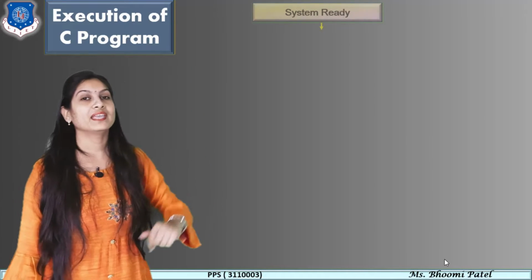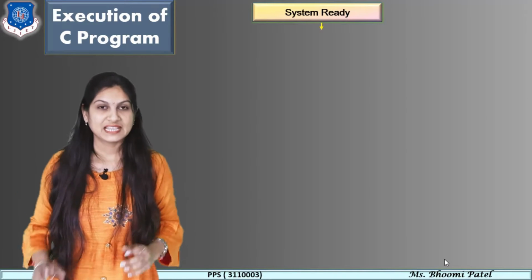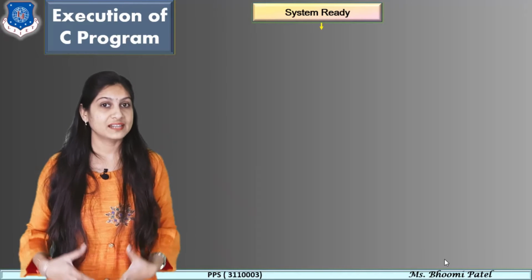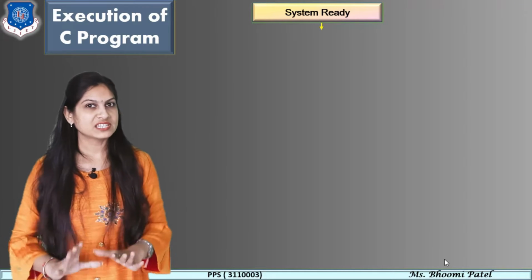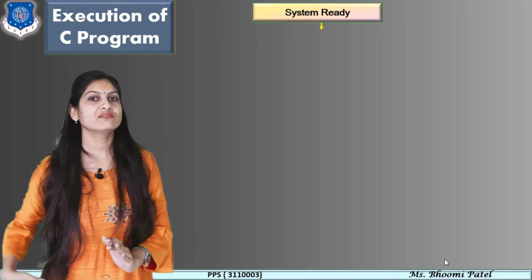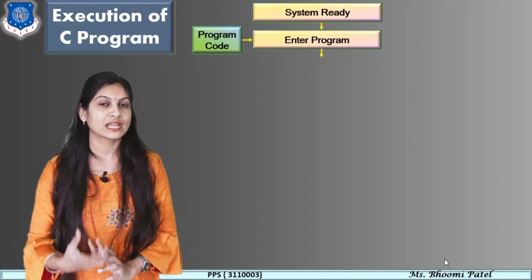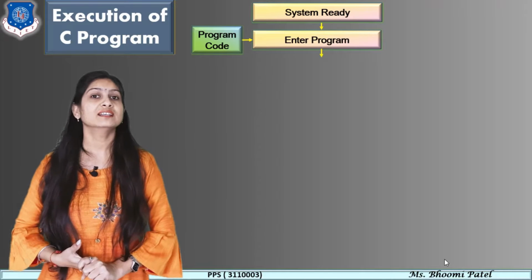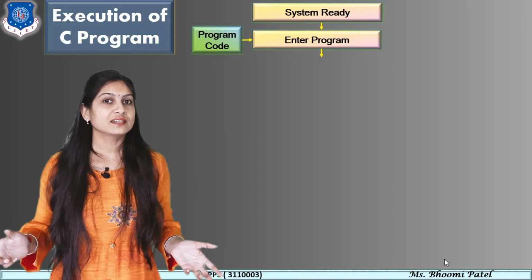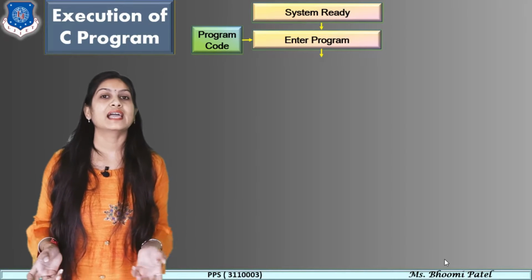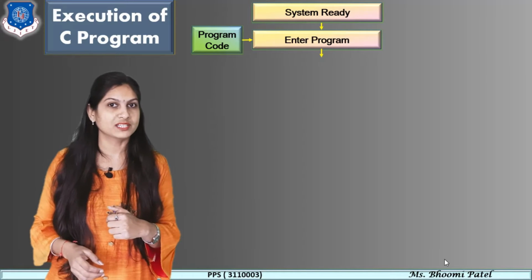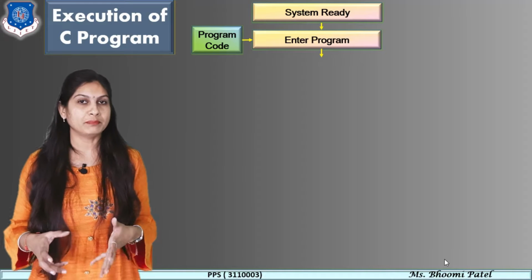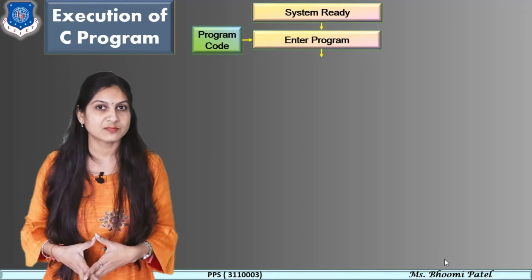So the first step is: is the system ready or not? System means our laptop or desktop, whether it is in working condition or not. Suppose it is in working condition, then we have to enter our program, that is our software for making a C program. Very different software is available, like TC, Dev C++ or Notepad++. Here in our PPS we are using Dev C++ software.